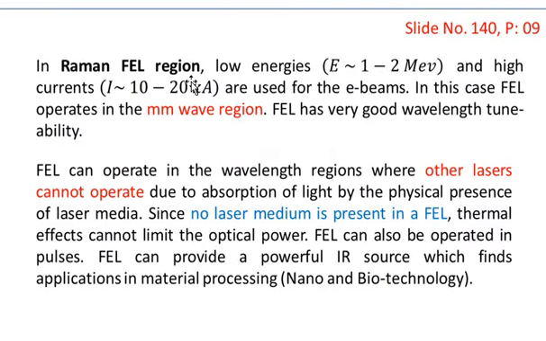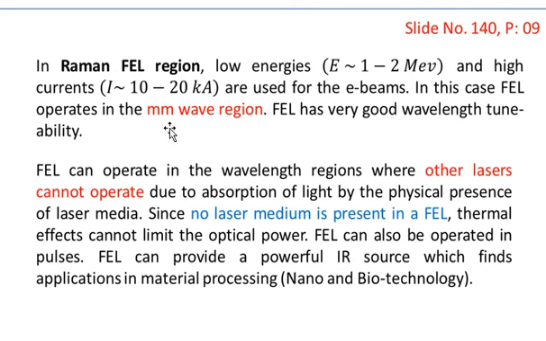In the Raman FEL regime, low energies, for example E in the range from 1 to 2 million electron volt for the electrons, and high currents in the range from 10 to 20 kiloampere are used for the electron beams. And this factor is important for the Raman FEL region. In this case, the FEL operates in the millimeter wave region.